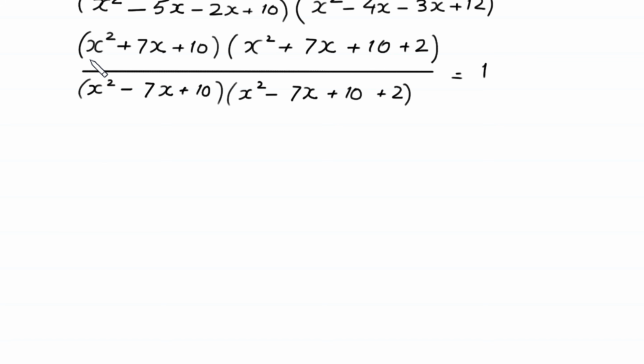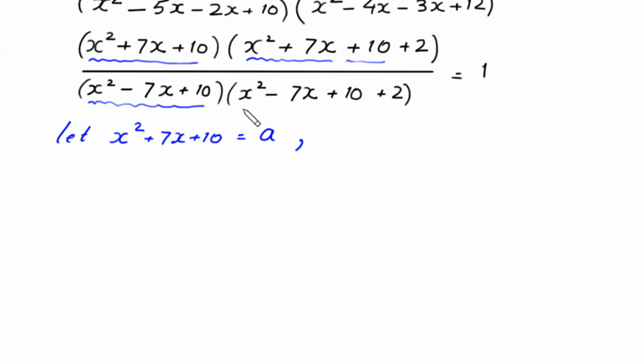Now here we have x squared plus 7x plus 10, and here we have x squared plus 7x plus 10. So we suppose that let x squared plus 7x plus 10 is equal to a, and because here we have x squared minus 7x plus 10, and here we have x squared minus 7x plus 10, we suppose that x squared minus 7x plus 10 is equal to b.